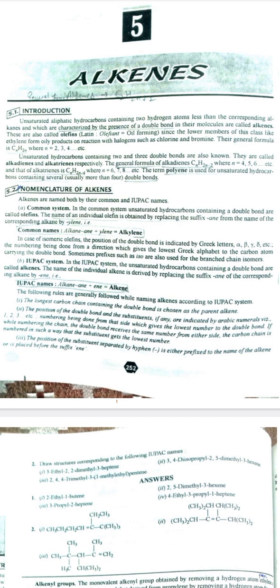Since the lower members of this class like ethylene form oily products on reaction with halogens such as chlorine and bromine, their general formula is CnH2n where n is equal to 2, 3, 4, etc. Unsaturated hydrocarbons containing 2 and 3 double bonds are also known. These are called alkadienes and alkatrienes respectively. The general formula of alkadienes is CnH2n minus 2 where n is equal to 4, 5, 6, etc.